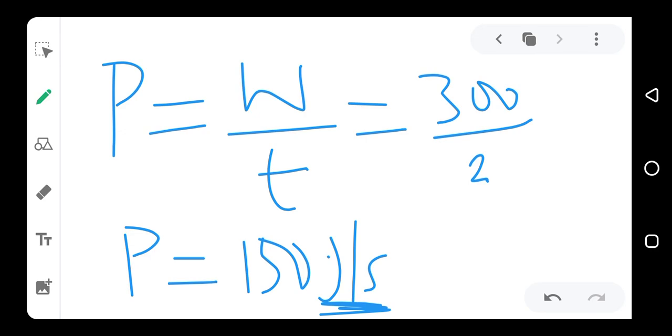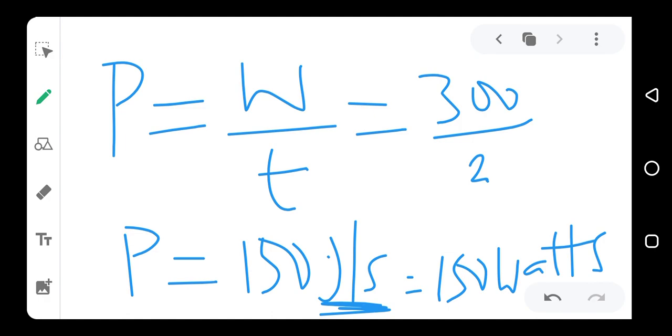Watts is used more often than this joule per second. So another unit for power is the watt, and it is the common unit for power. So instead of writing joule per second, we can just write it as 150 watts. W-A-T-T-S. It is the common unit for power.